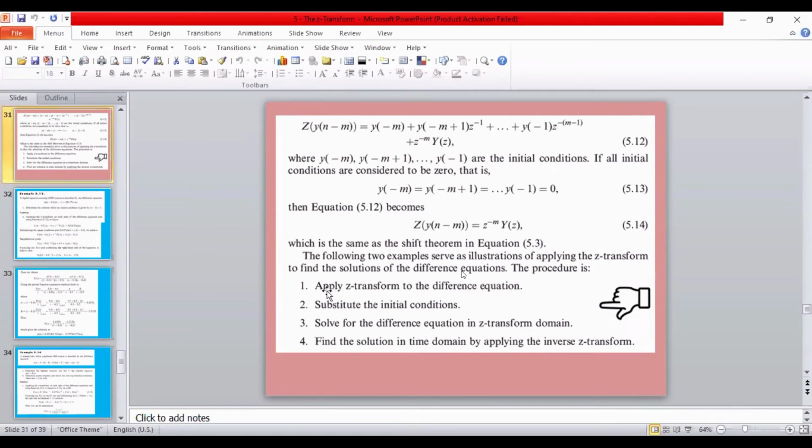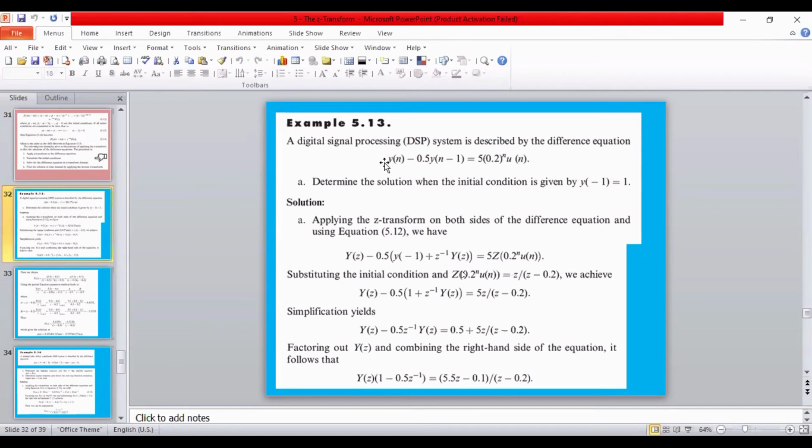So let's look first at the text. Step number one: we apply the Z transform to the difference equation. In other words, we convert from the time domain to the Z domain. Then we substitute the initial conditions, given to us usually in the problem statement. Solve the equation in the Z transform domain. And since we need to come back to the time domain, we have to apply the inverse Z transform using our lookup table. This point we already covered in the previous example. So the new points are only the beginning here, right? Okay, let's do that.